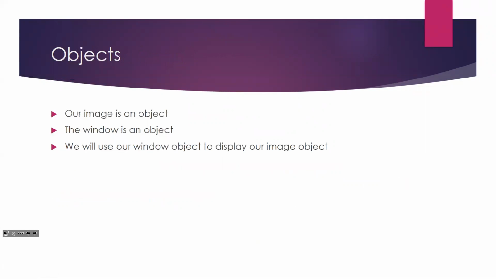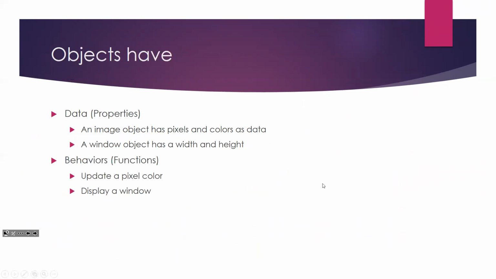So when we're working with our image here, it's going to be an object. We want to display that object on the screen, right? So we're going to have to build a window to display it in. That window is going to be an object also. Those objects are going to work together to display that image on the screen. So when we're working with object-oriented programming, what we're doing is grouping things together, our code, into an object.